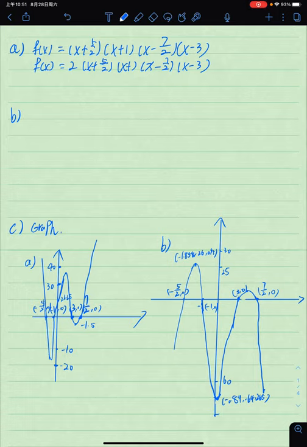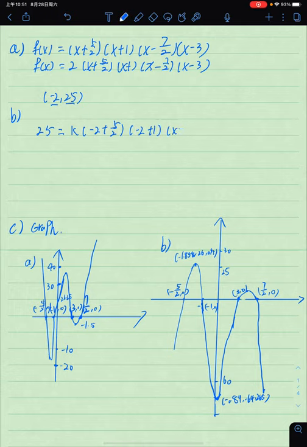The second question gives us the point negative 2, 25. We can use this point to solve the question. This is y and this is x, so we substitute: 25 equals k times (negative 2 plus 1) and so on, same as previous, times (negative 2 minus 1/2) times (negative 2 minus 3). We can use this point to solve for k.